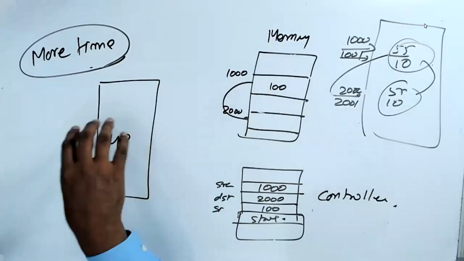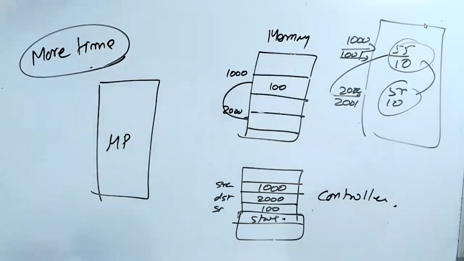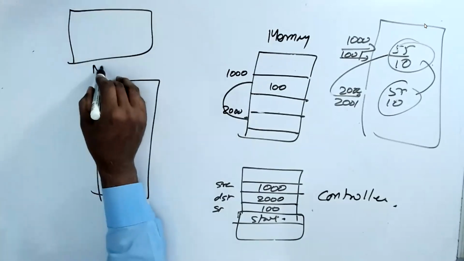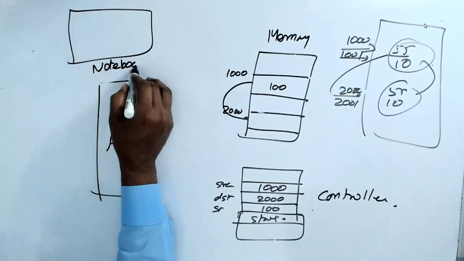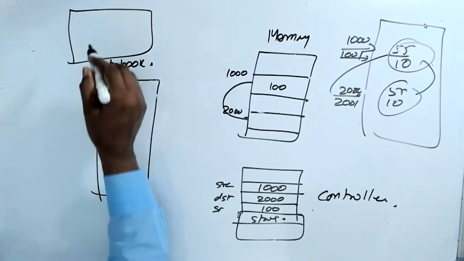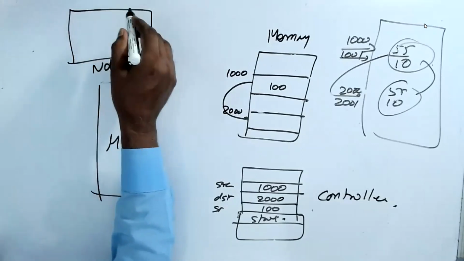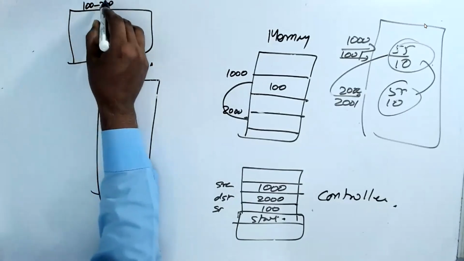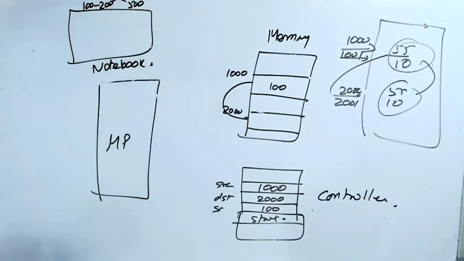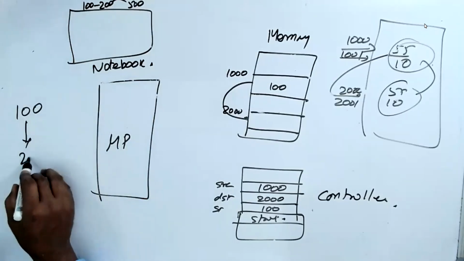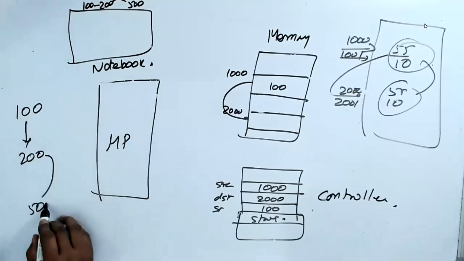Then he will do that, and that time you are free to do other work. Exactly like this: let us assume that I have a notebook. I want to copy from page number 100 to 200, to page number 500. I want to copy in the notebook.